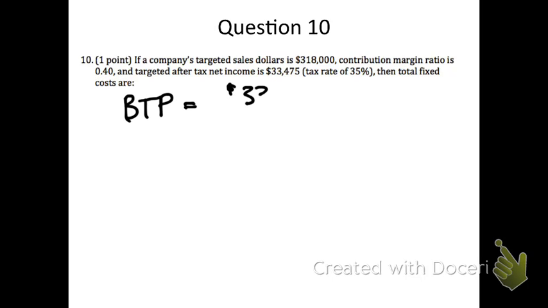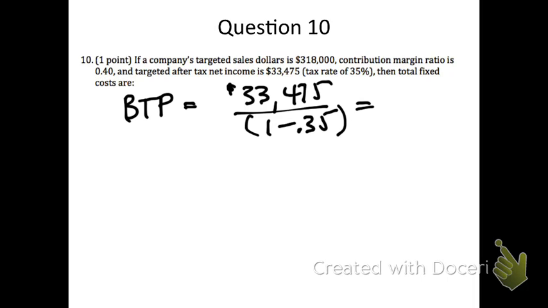So the 33,475 has to be expressed as a before-tax profit. My before-tax profit turns out to be 51,500. This problem is similar to what we did before, and so that's not very good. Let me make that better.